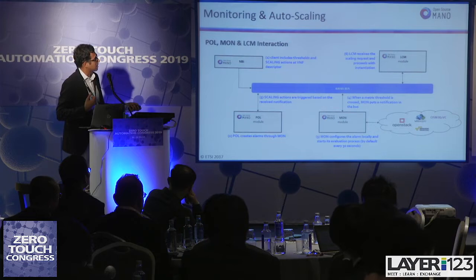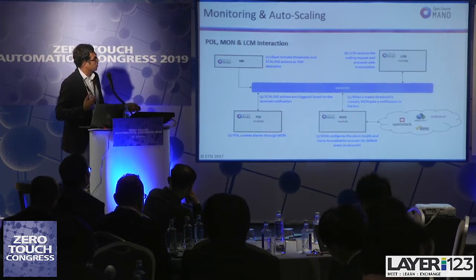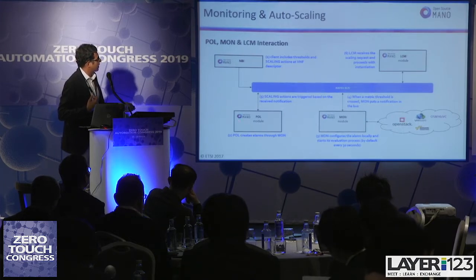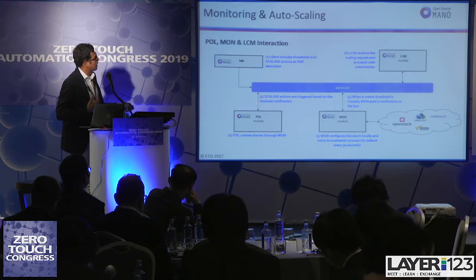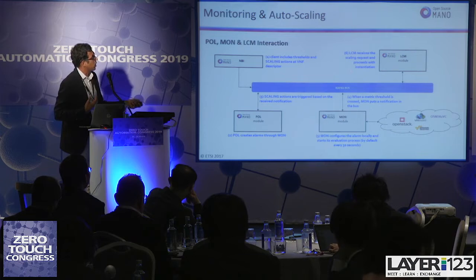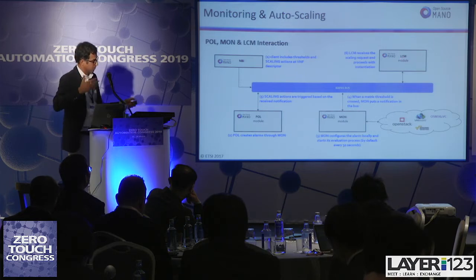So the monitoring module has an embedded alarm engine, so that when the thresholds are crossed, it notifies the bus, and then the policy engine takes the corresponding action. In this case, it would be to scale out based on high CPU. So the way it scales out is it just sends an instruction to a topic where the lifecycle manager is listening, so that LCM can actually create the new instances. So that's what we are seeing now.